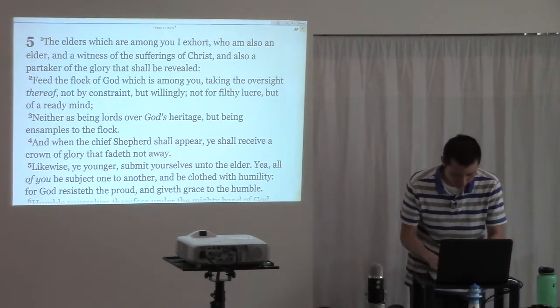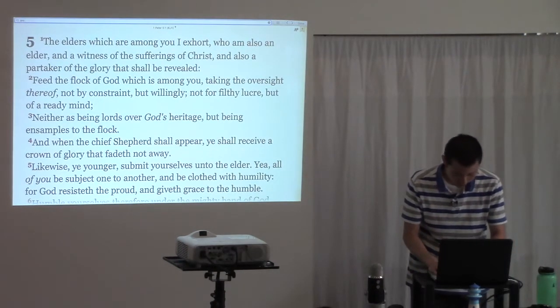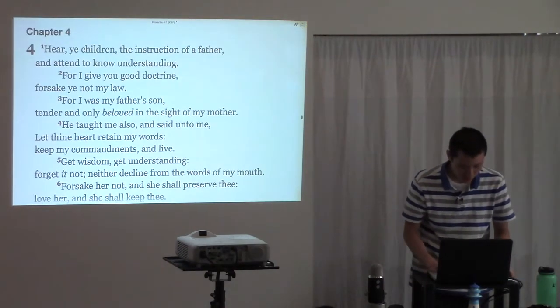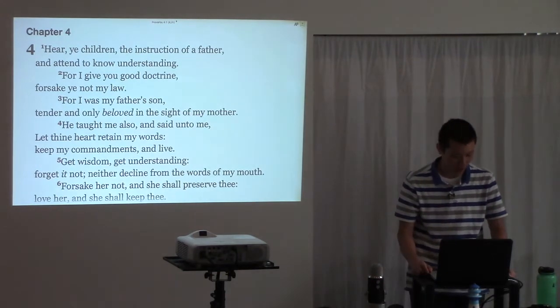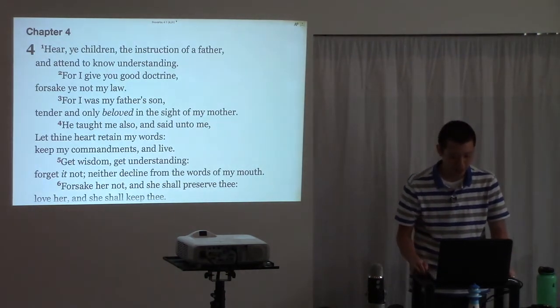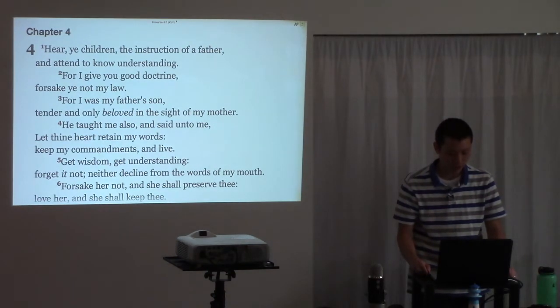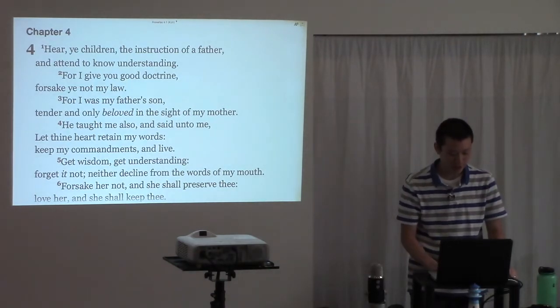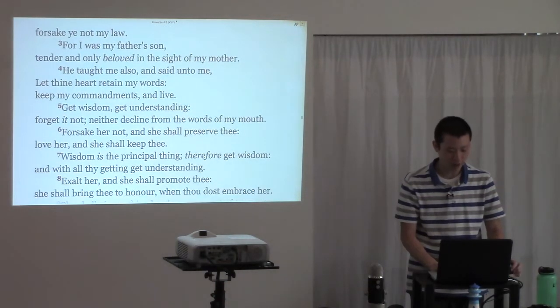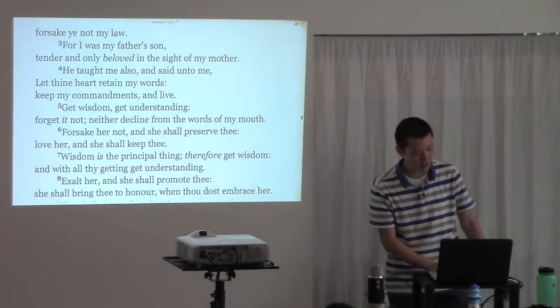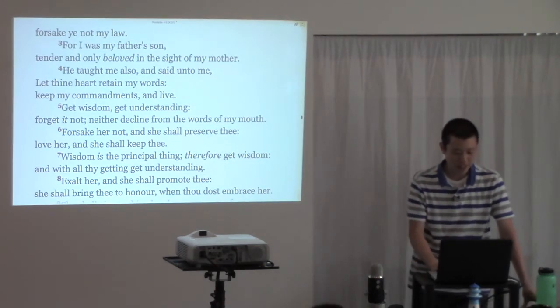Let's look at a couple of other verses where we see the crown of glory. Proverbs 4. I just want you to see this consistency of this crown and talking about the example that you set. Proverbs 4. Hear ye children the instruction of a father, and attend to know understanding. For I give you good doctrine, forsake ye not my law. For I was my father's son, tender and only beloved in the sight of my mother. He taught me also and said unto me, let thine heart retain my words, keep my commandments and live. Get wisdom, get understanding, forsake it not, neither decline from the words of my mouth.